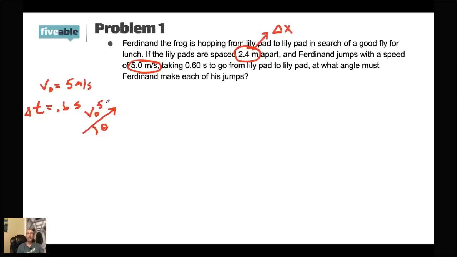Jumps with this speed takes 0.6 seconds to go from lily pad to lily pad. They want to know at what angle Ferdinand must make for each of his jumps. So let's draw a diagram showing what's happening here. We know that the frog goes up and gets to this point, and then the frog goes back down. And these are the 2 lily pads that the frog is at.